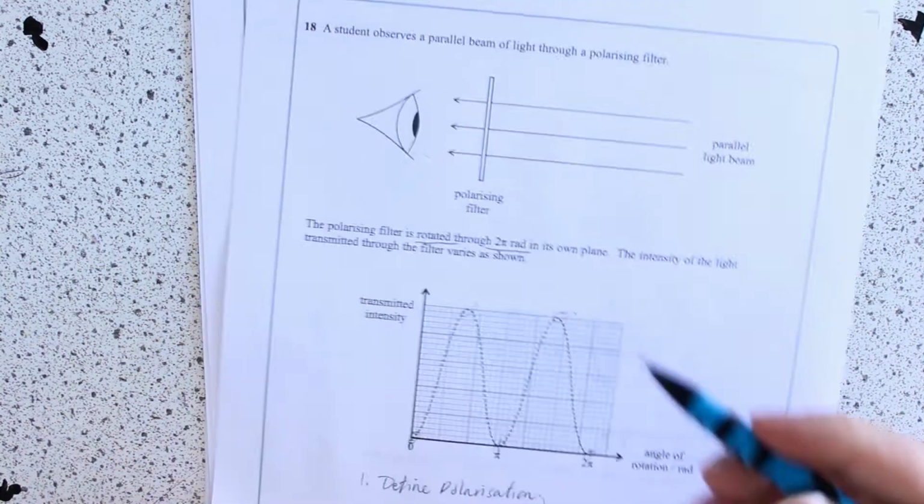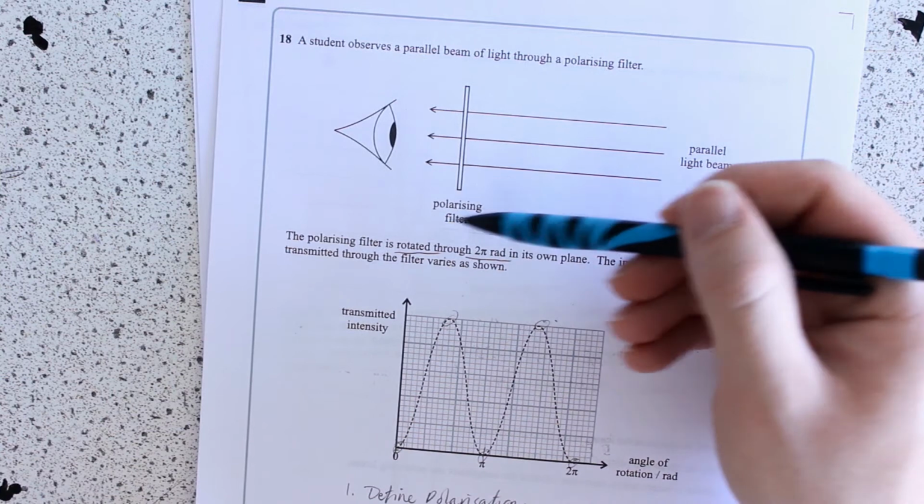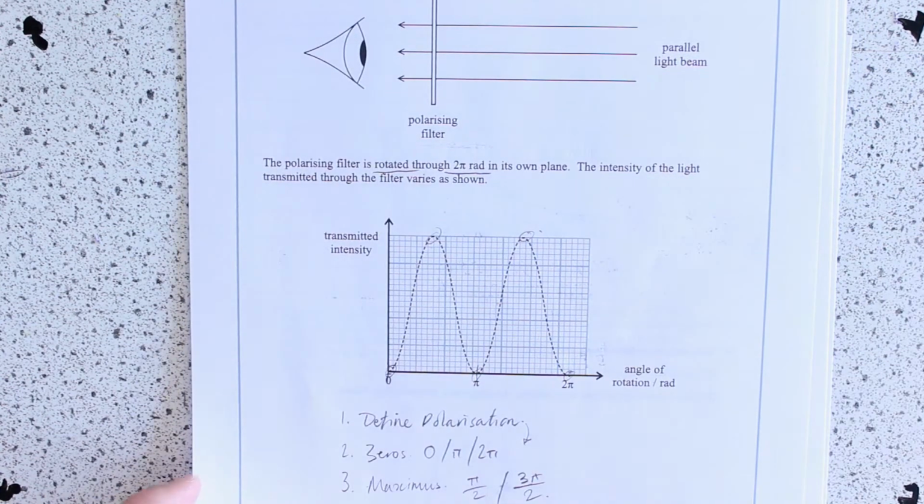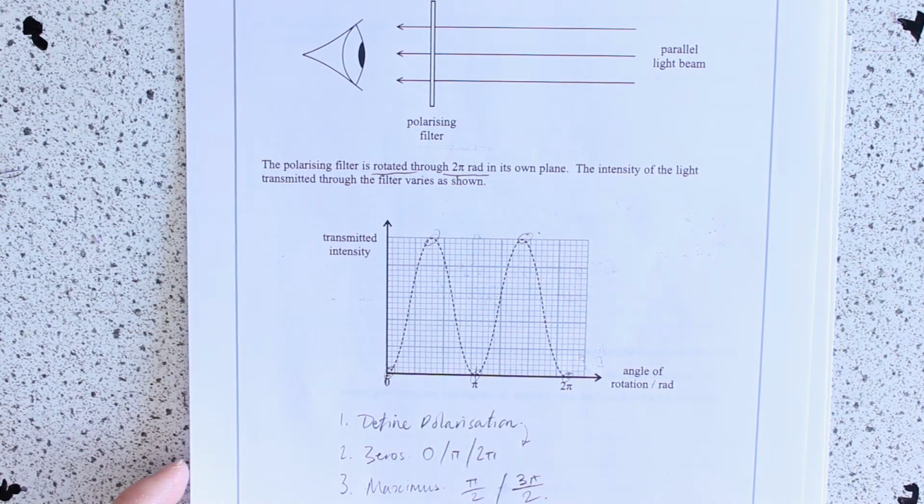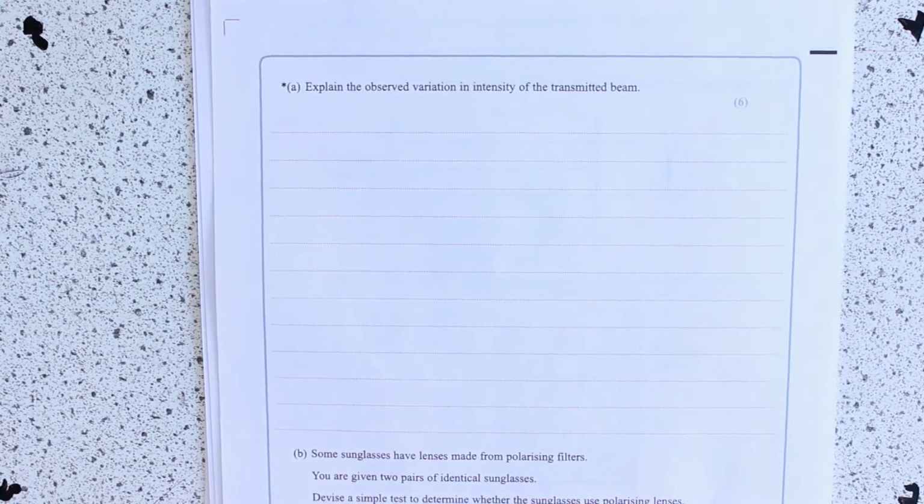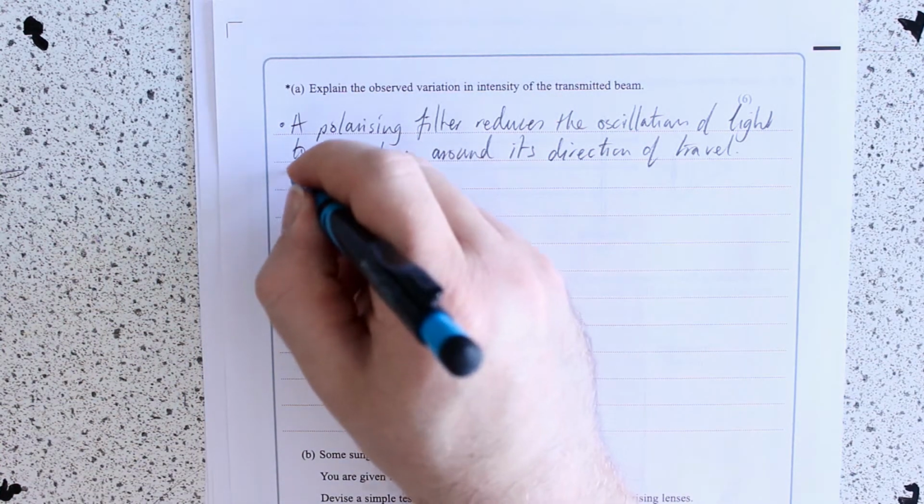Maybe you're familiar with the idea that if you want to test if something's polarized, then you rotate a polarizing filter through it. If it wasn't polarized, you wouldn't see this curve because you'd just get all the light coming through. All right, so let's go ahead and write my little statements then. Define polarization. So we say this light is plane polarized.